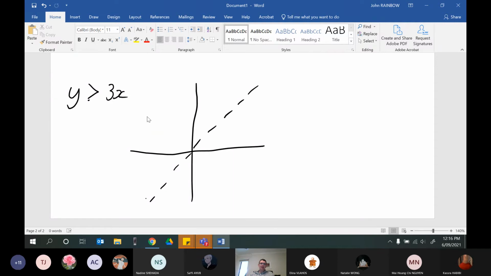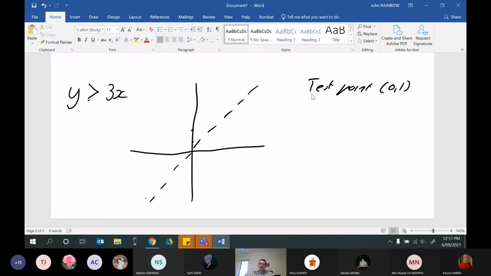Now I've got to do a test point. My test point can't be the origin in this case because the line goes through there, okay? So I need to do a test point somewhere else. I'm going to do it just maybe here, 0, 1.